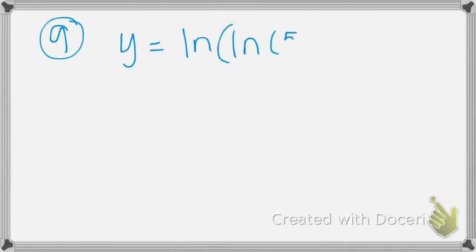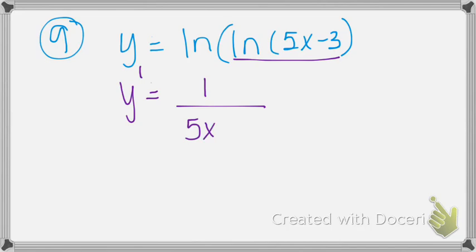9. This one just looks strange because there's 2 natural logs in the problem. Okay, so this is natural log of 5x plus 3. So this is the inside of the first part. Okay, so the derivative of the whole natural log of the natural log is 1 over ln of 5x minus 3.